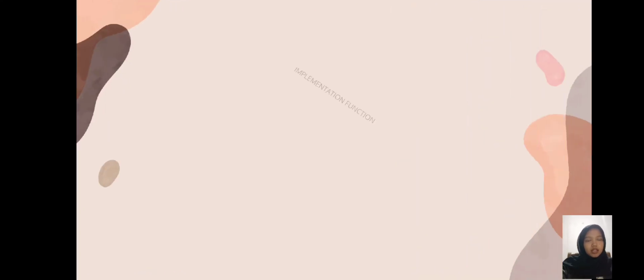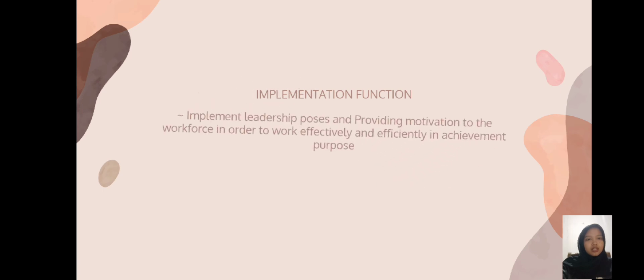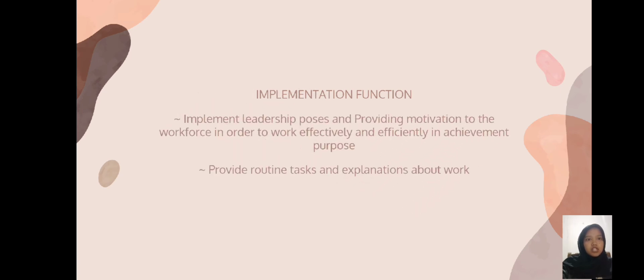And activities included in the implementation function, that is, implement the leadership process and provide motivation to the workforce in order to work effectively and efficiently in achieving the purpose, and provide routine tasks and explanation about work, and the last, explain the policy.